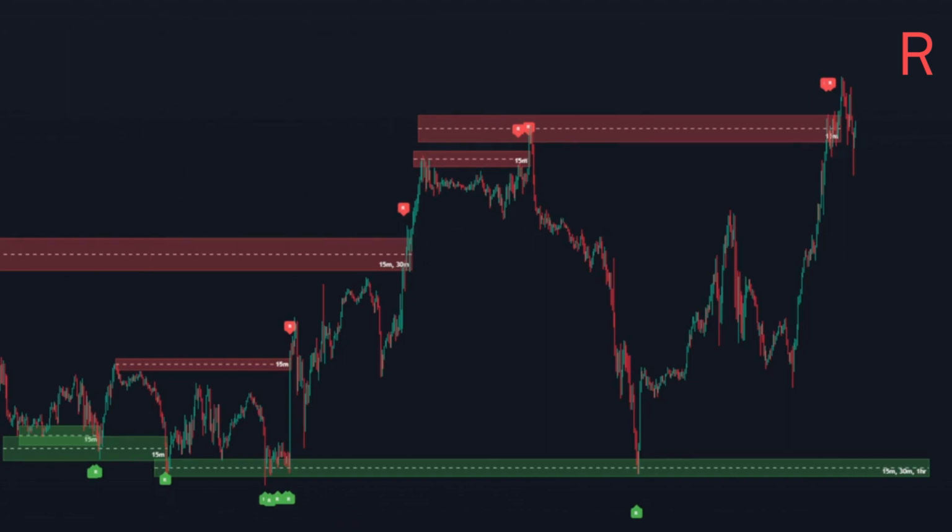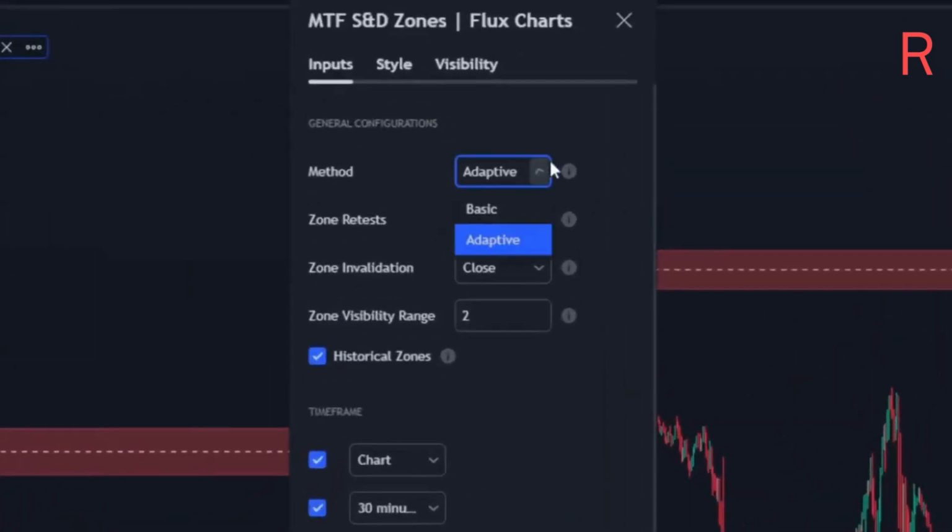Also in the settings, we can select two methods of using this indicator, basic and adaptive. The basic method focuses on areas where the asset has made a drastic movement within a small period of time. This can indicate where money flows into or out of the market. The adaptive method identifies market structures using extensive data analysis, providing deeper insights into market dynamics.